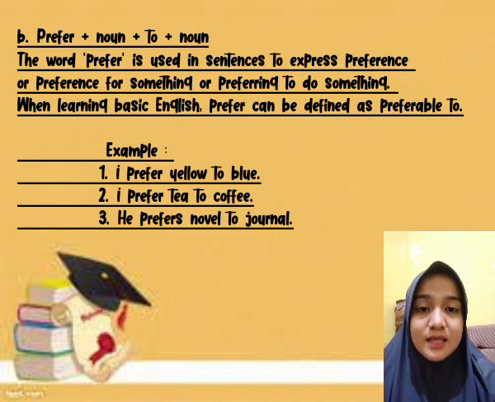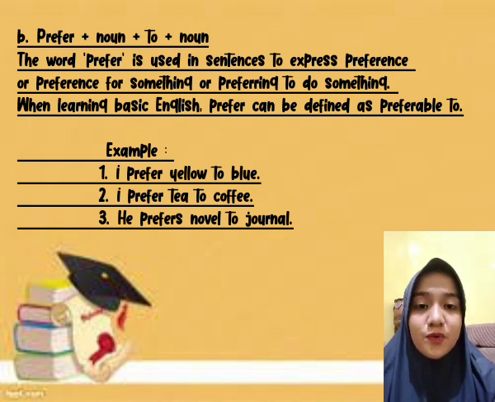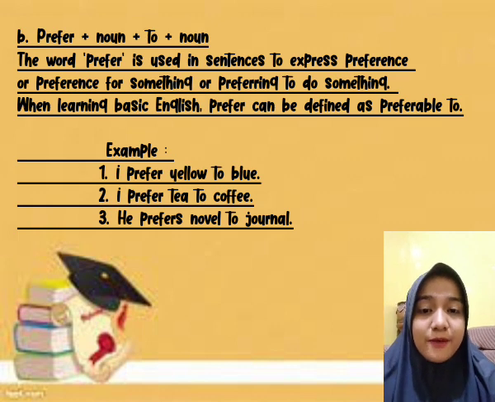B. Prefer plus noun plus to plus noun. The word prefer is used in a sentence to express preference for something or preferring to do something. When learning basic English, prefer can be defined as preferable to. Example, the first example is I prefer yellow to blue. 2. I prefer tea to coffee. 3. He preferred novel to journal.